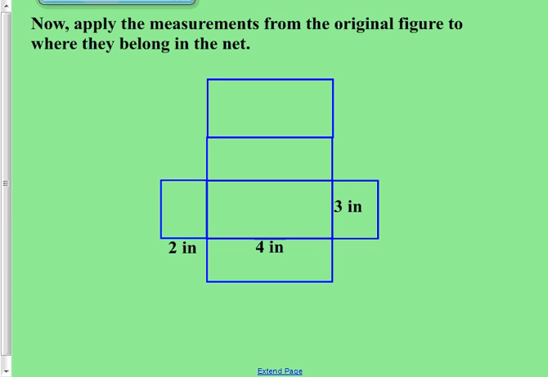In this particular case, the 4 inches was across the very front edge of the solid, so there it is attached to our floor across the front edge. The 3 inches was the front to back on the solid, so there it still is attached to the floor. And the 2 inches was the height of our solid. That edge it was attached to kind of broke in half, and part of it went with the front of the solid, and part of it went with the left side. So I just put it in there between the front and the left side. So there are the measurements, similar to where they came from in the original picture of the solid.